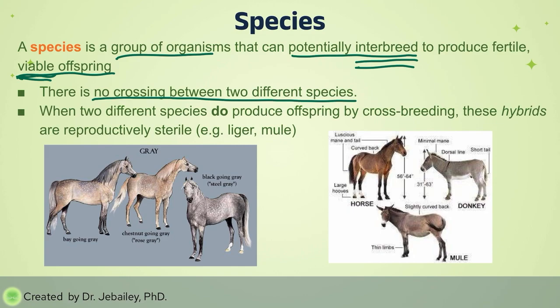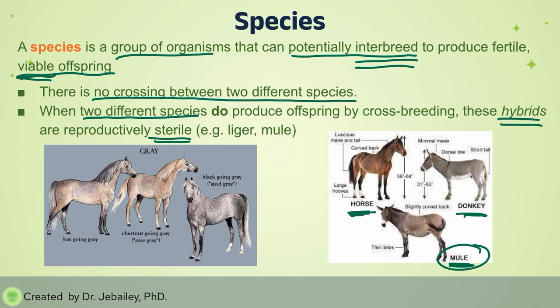But if by any chance we do cross two different species, in this case, we're going to produce a hybrid. And usually, most of the time, these hybrids are sterile. The word sterile means that they cannot reproduce. That means they cannot have their own babies. So an example here would be the horse with the donkey. If you cross a horse with a donkey, you will get a mule. Now, the mule cannot have his own babies because the mule is sterile.